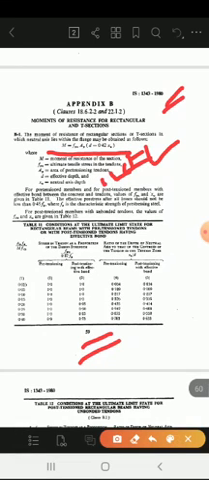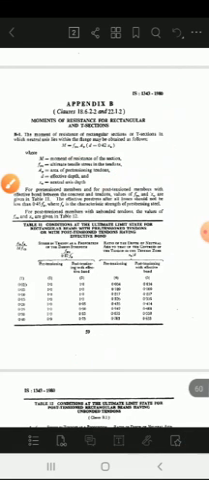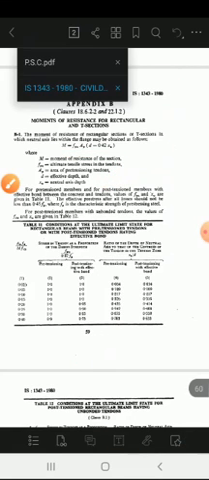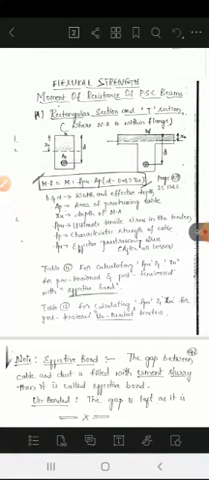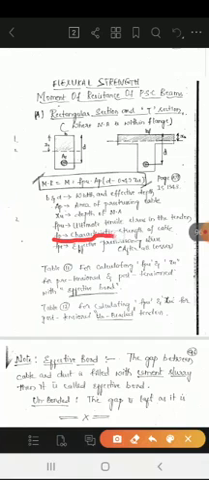Here I explained all these things, and some more things are there, that is FP. FP is the characteristic strength of the cable, as given in the question, and FP is the effective pre-stressing stress. After all the losses, FP will be considered.